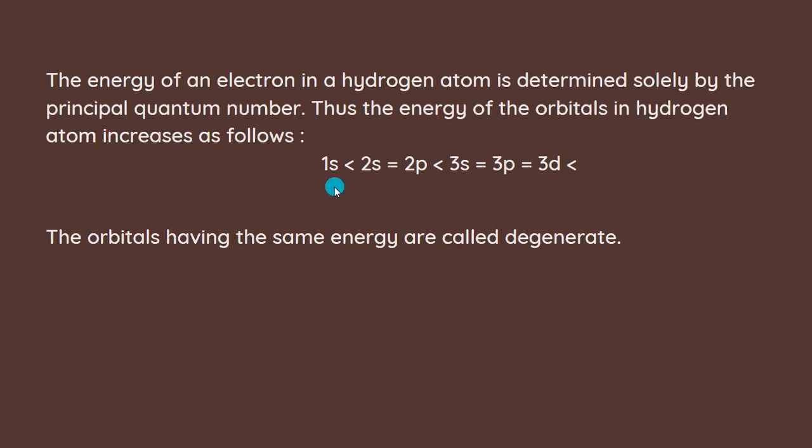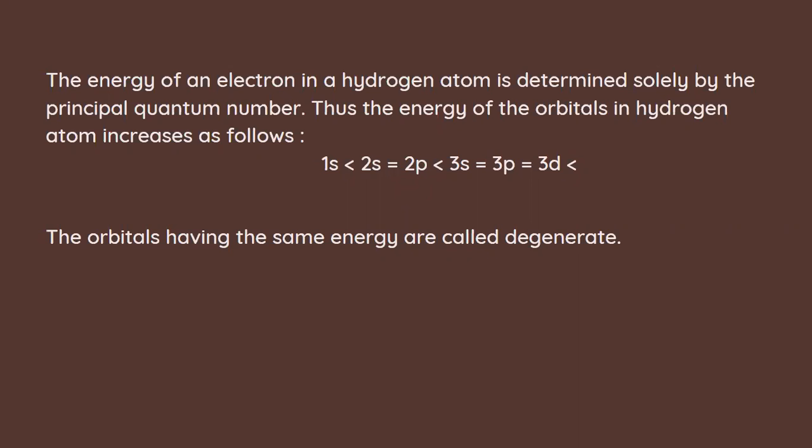So, in a hydrogen atom, the energy order is 1s is less than 2s, which is equal to 2p, which is less than 3s, which equals 3p, which is equal to 3d. Now, the orbitals which have the same energy are called degenerate orbitals.